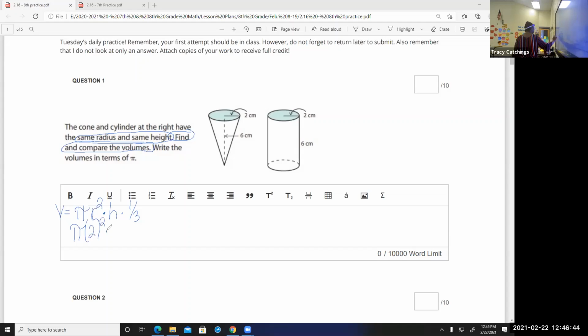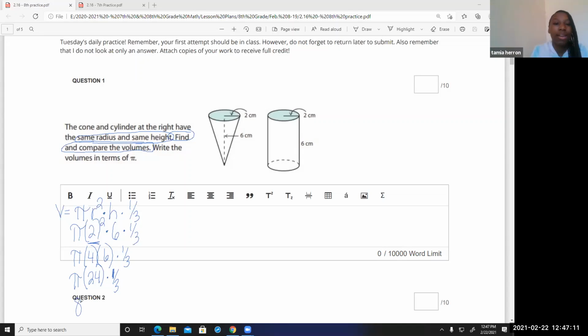So now that'll be 2 squared. What's the height? Good. Again, I'm multiplying that by 1/3. What's 2 squared? 4. Good. So now I have pi times 4 times 6. What's 4 times 6? Good job. So now I have pi times 24 times 1/3. So what's 24 divided by 3? 8. So now I have 8 pi. Somebody multiply that out. 8 pi.